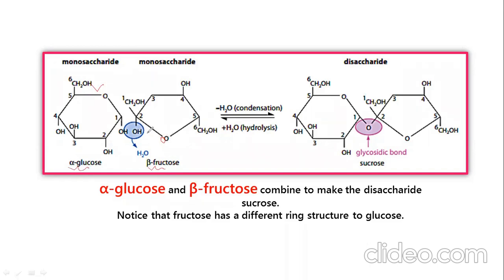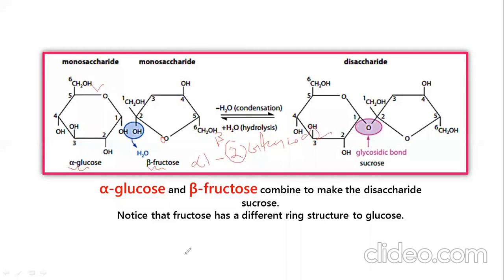They will form what? They will form alpha, since alpha is glucose, right? Alpha 1,2 glycosidic linkage. Or if you want to mention the beta position, alpha 1 beta 2 glycosidic linkage, because of these two positions. We have beta fructose. That's why you can mention it like this also. So this is the formation of glycosidic linkage between two monosaccharides.